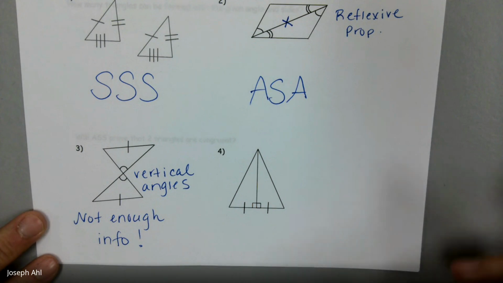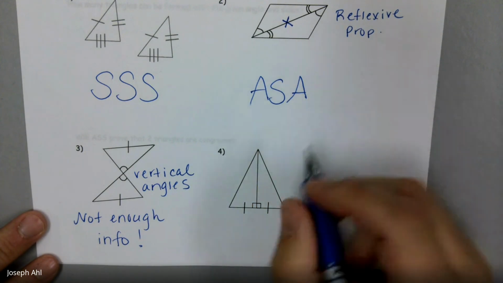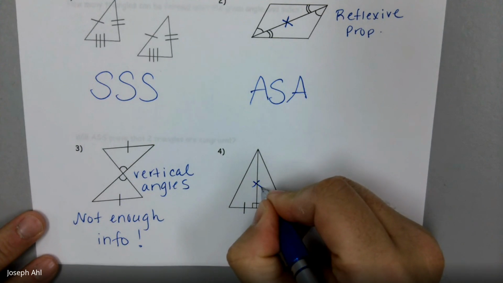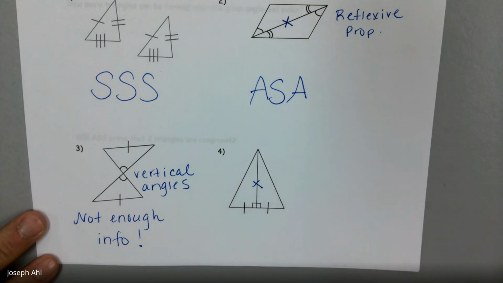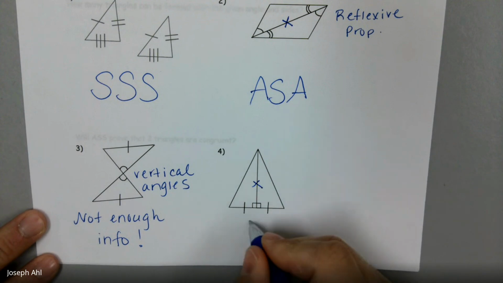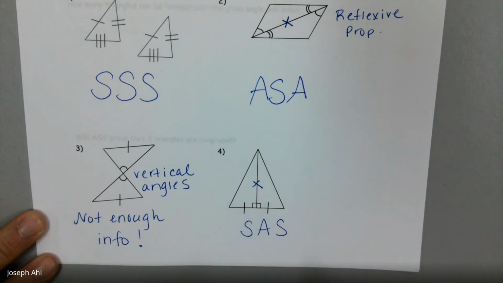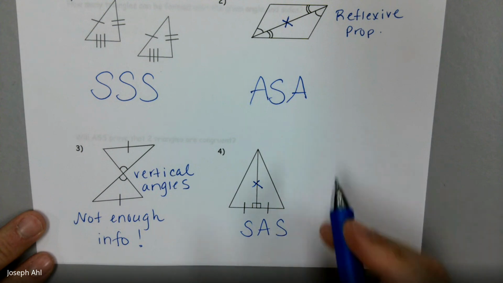However, don't forget that we have, just like we had in number two up here, this reflexive property. This segment is shared between the triangle on the left and the triangle on the right. So if you mark that reflexive property, hopefully now you can see that the triangle congruence method for this one would be side, angle, side.